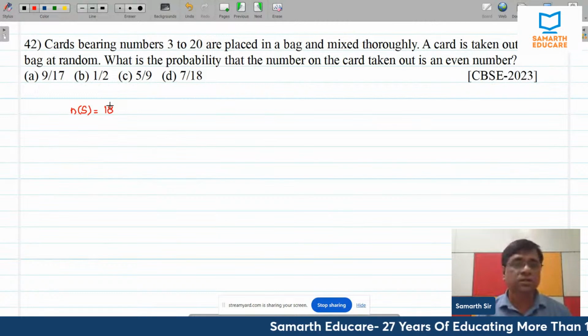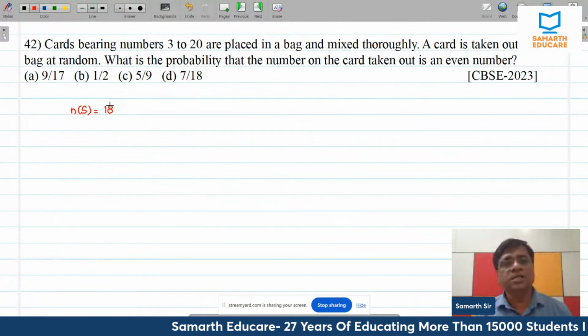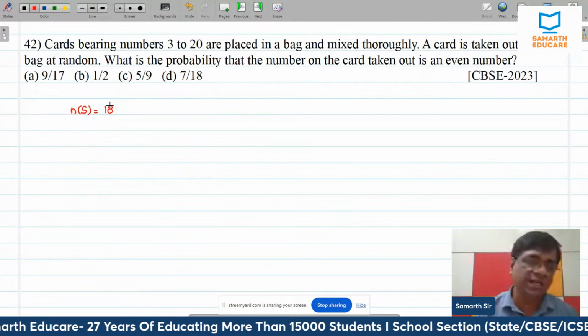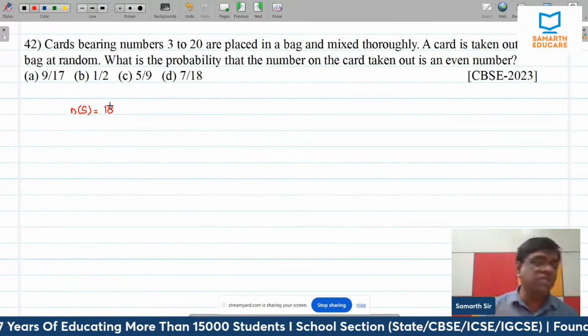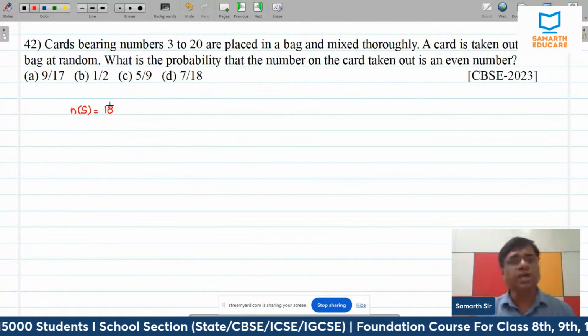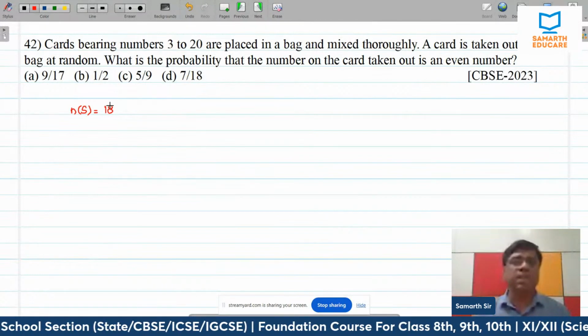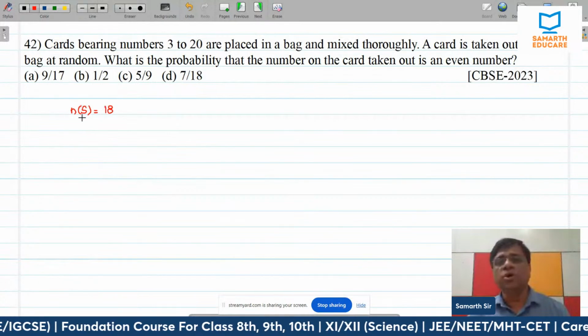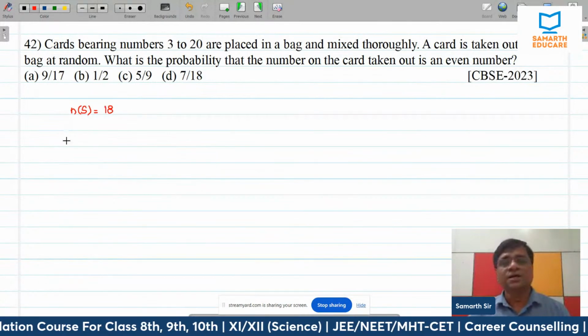Suppose 4 to 100 cards are there. Usually I would say 100 minus 4 is 96, but not 96, plus 1 is to be done, that is 97. So here again 20 minus 3 is 17, plus 1 is 18. Okay, what is the probability that the number on the card taken is an even number, right?